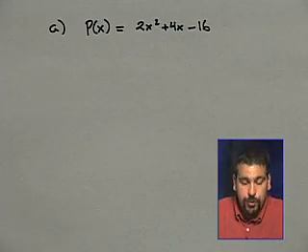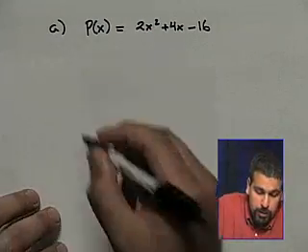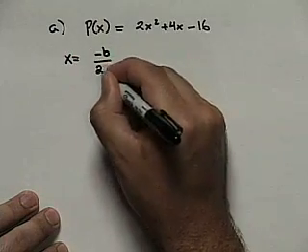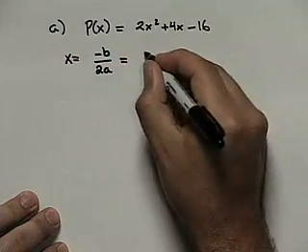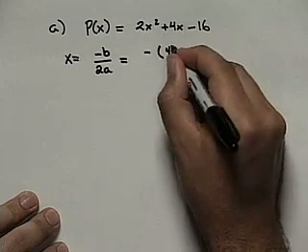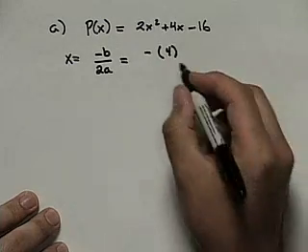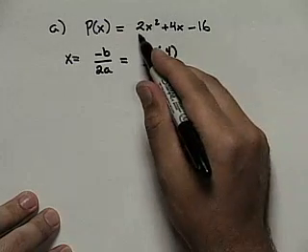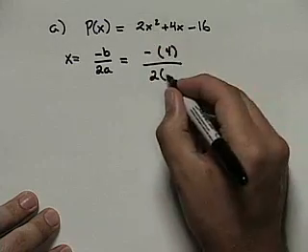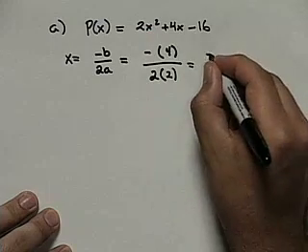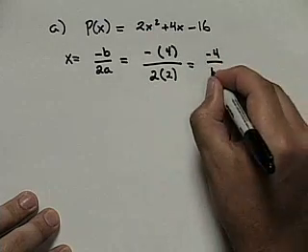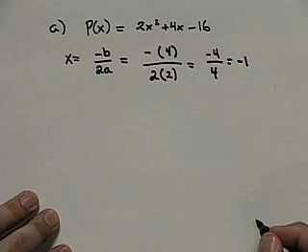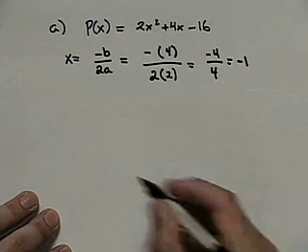Now to find the vertex, we'll make use of the vertex formula, which tells us that x is equal to negative b over 2a. Substituting the appropriate values, negative b, well in this case the value of b is 4, because that's the coefficient of x, over 2 times the value of a, the coefficient of x squared, which is 2. That gives us negative 4 over 2 times 2, which is 4, which gives us negative 1. So the x-coordinate of this point is negative 1.